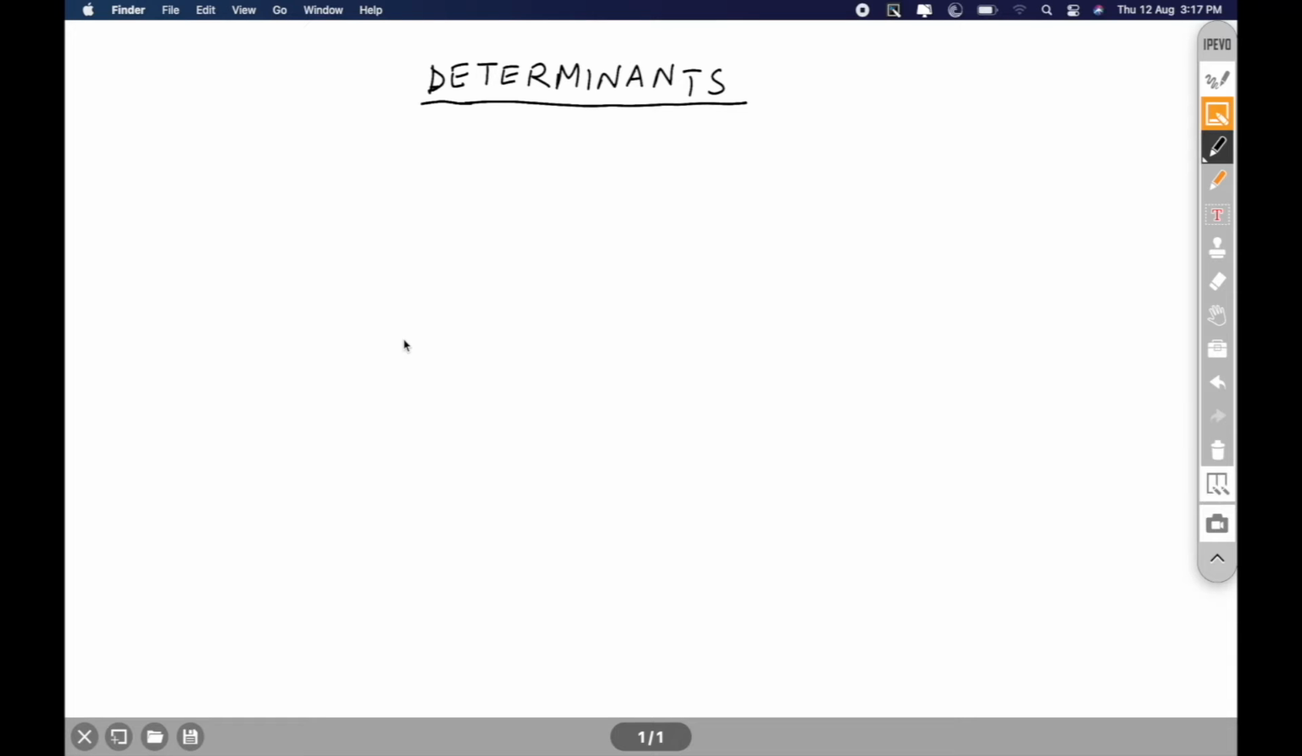Let us begin with the definition of determinants first. So a determinant is the arrangement of elements in rows and columns within a symbol which looks just like a pair of parallel lines. So if I talk of determinant A, then symbolically it will look like this. Now as I said, it is the arrangement of elements in rows and columns. So just like in matrices we have rows and columns, here also we will have rows and columns.